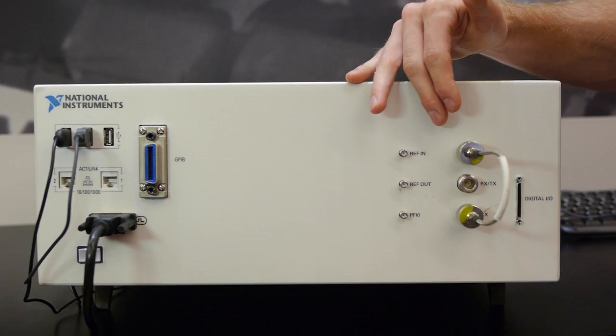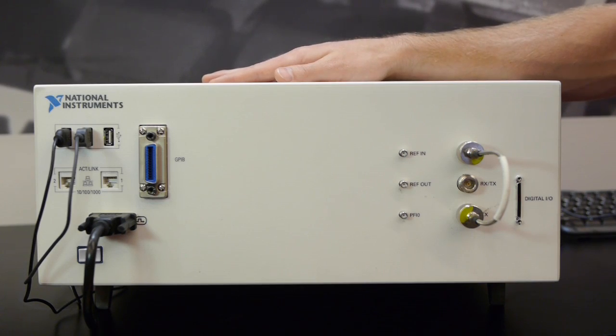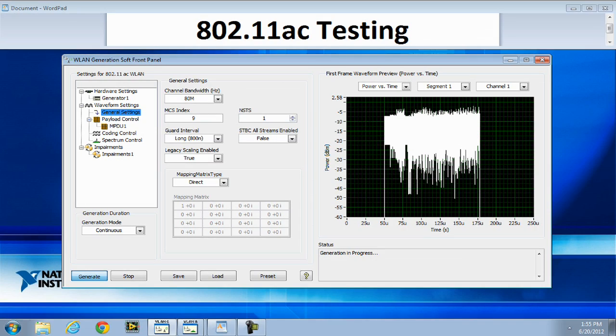This front panel in particular was designed specifically for mobile device test. It exposes a couple of ports, including the RX, TX, or combined port of RX and TX, to connect to your device under test. Now, National Instruments has software for all kinds of RF standards, such as GPS, Bluetooth, all the different cellular standards, and WLAN. Today we're going to take a look at National Instruments WLAN Toolkit. Let's take a look at the software.